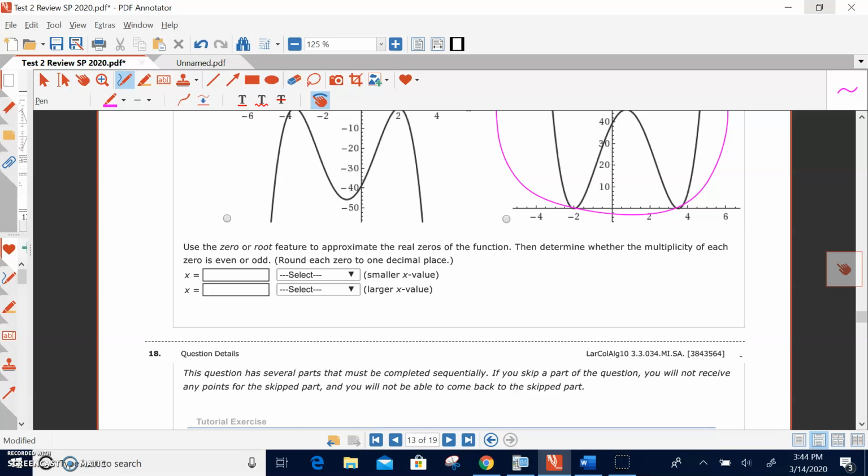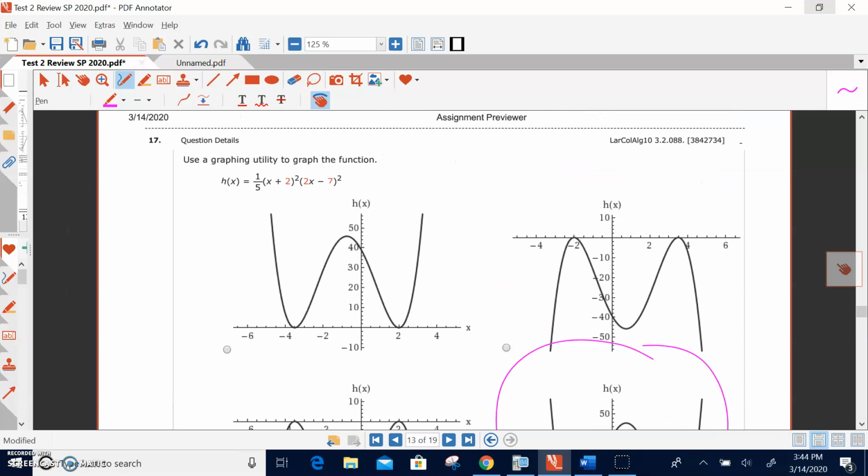Approximate the real zeros. Well, we can get those straight from this function because what's nice is it's already factored for us. So this factor would give me x equals -2 as a 0. This factor would give me x equals 7/2 as a 0. And because this factor has a degree of 2, this guy has multiplicity of 2. This guy has a degree of 2, so he has multiplicity of 2.